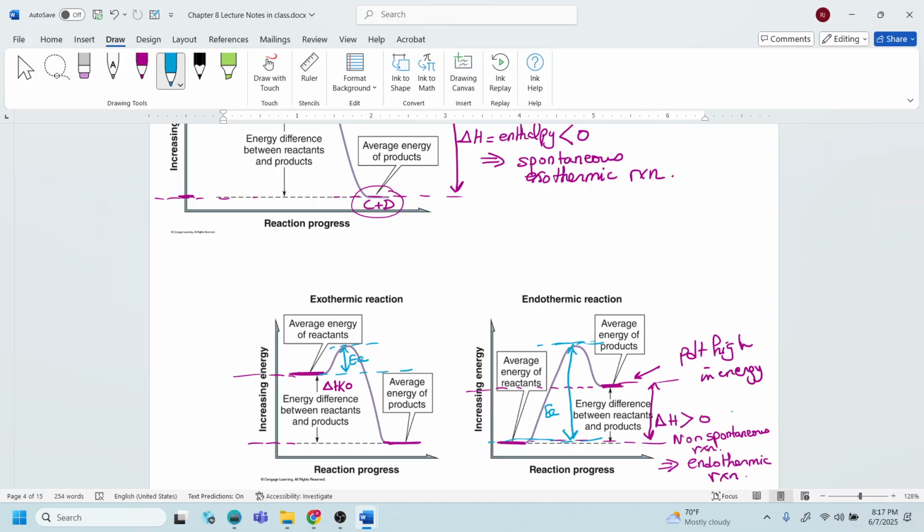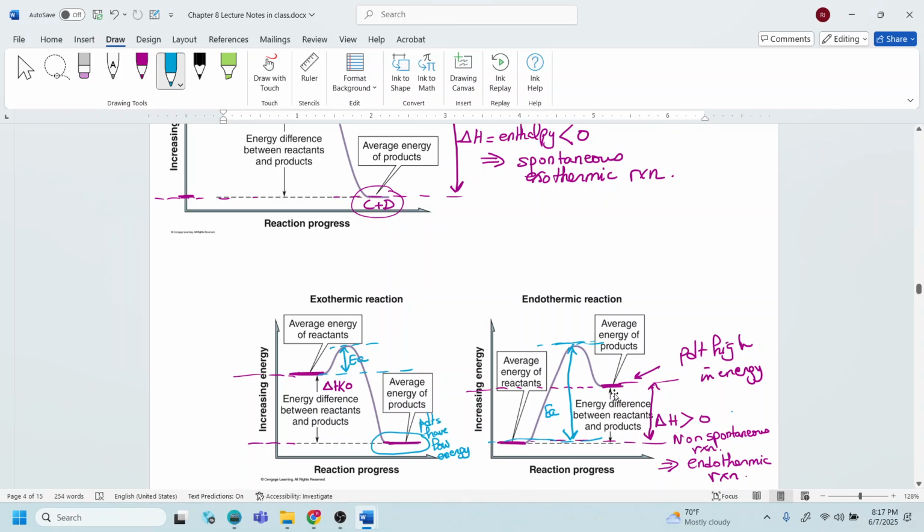Memorize this. Exothermic reaction means the products have low energy. And this is the definition of a stable product. A stable product is a product with a low energy.